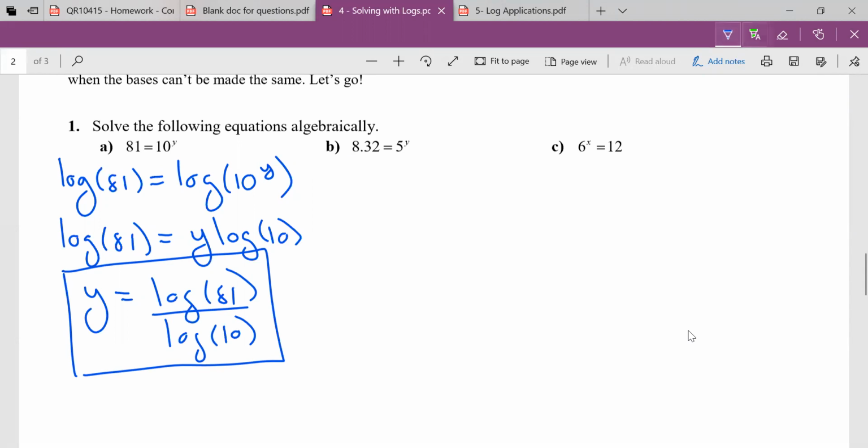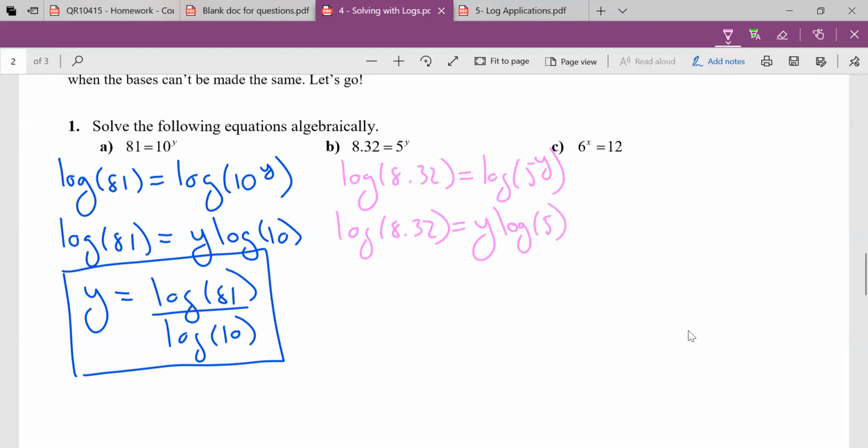Okay, let's try another one. Let's go to hot pink. So the next one, B, I say to myself, can I make the bases the same? No. So then I'm going to use a logarithm. So I take the log of both sides, just like that. Again, that power becomes a coefficient. So that's why that power law is so important. And again, now I'm going to divide both sides by log 5. And again, there it is as an exact value.